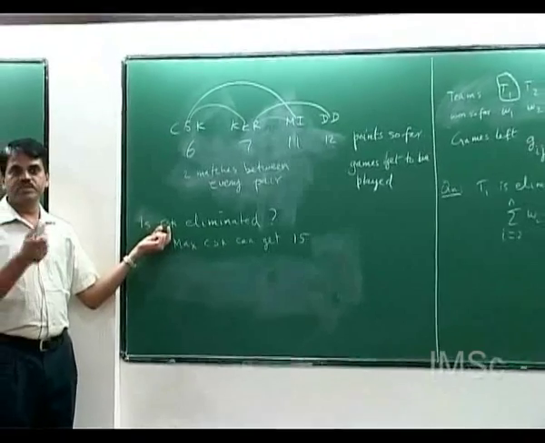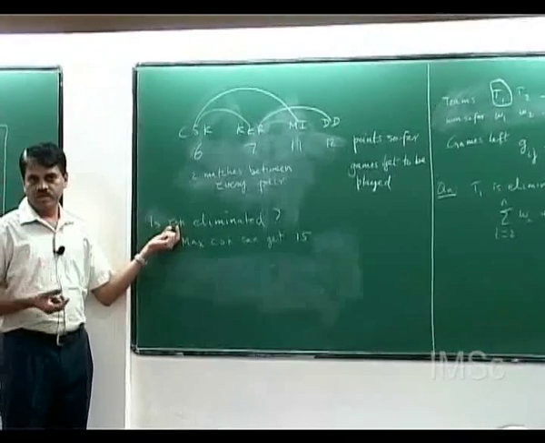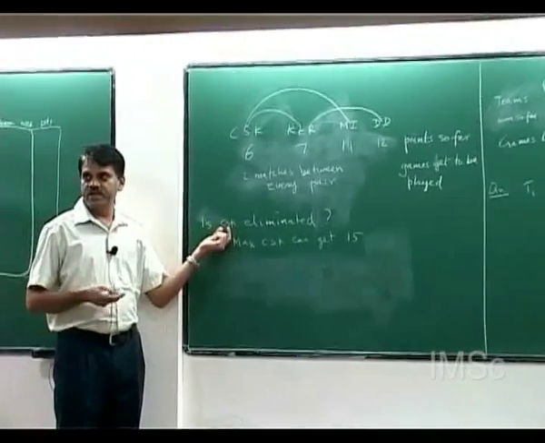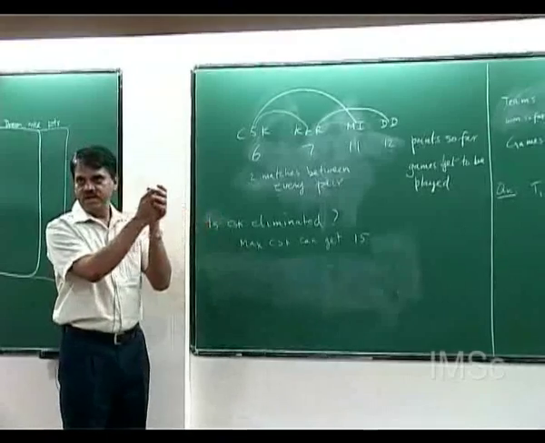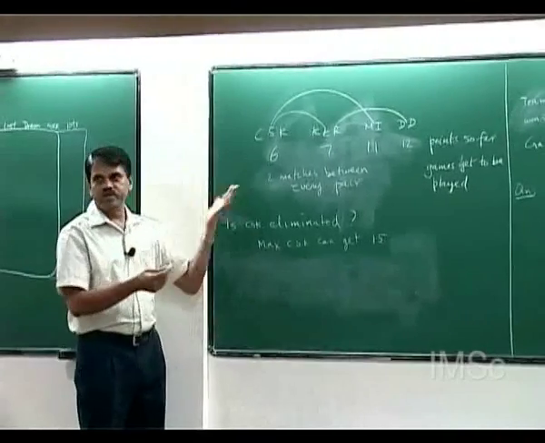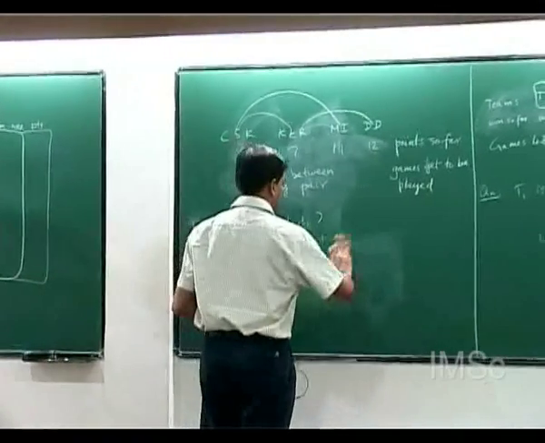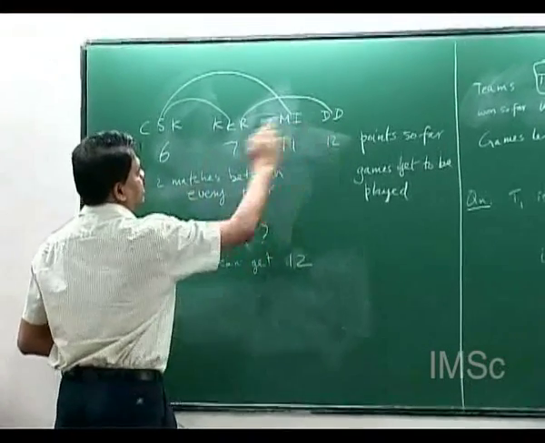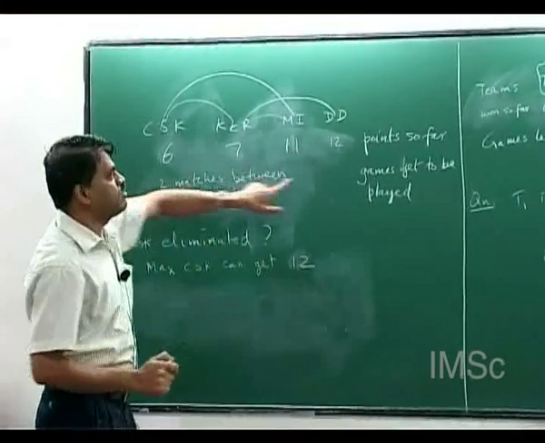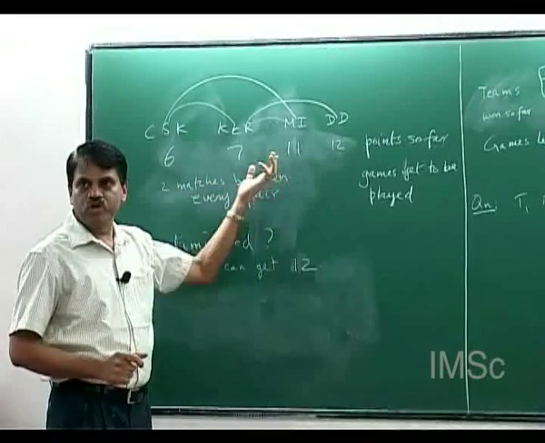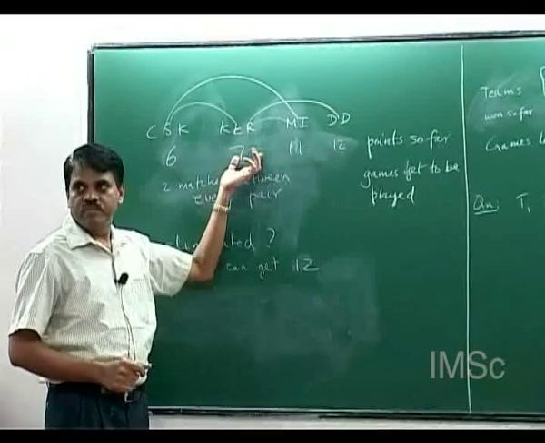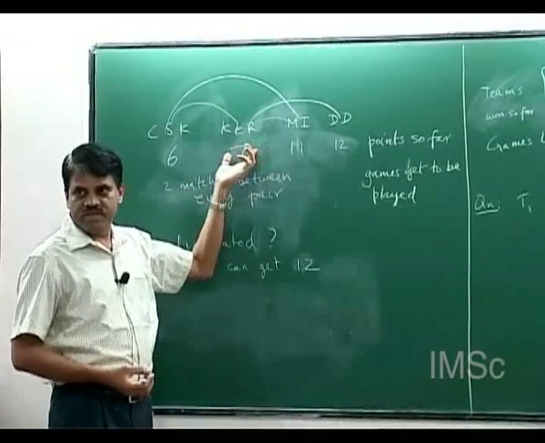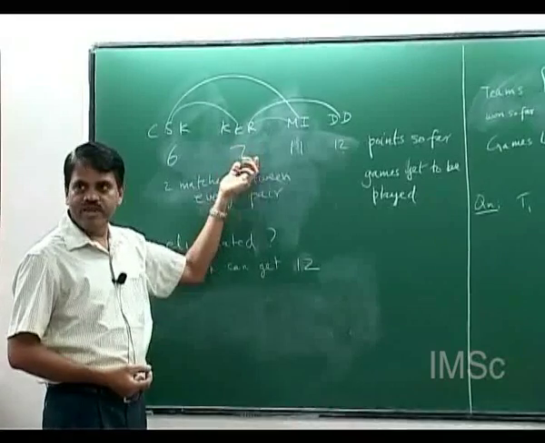There are 2 matches between every pair left. CSK can get 12, because it's going to play 3 matches, 3 into 2, 6 matches, and if it wins all, it can get 12. But if you do the average here, it's 11 plus 7, 18 plus 12, 30. And how many more matches left among them? 6. 36 by 3 is 12.